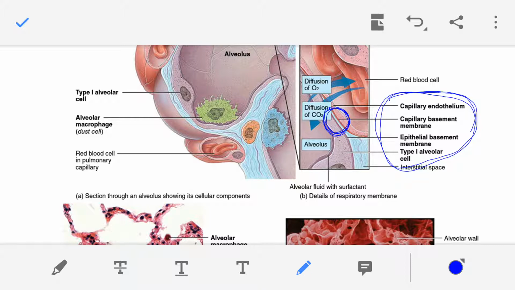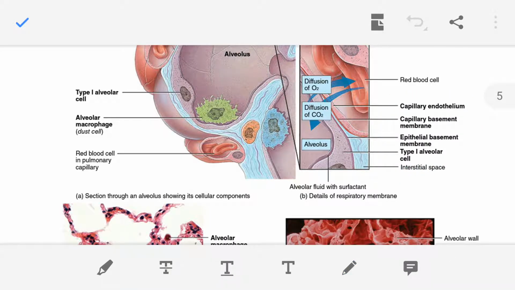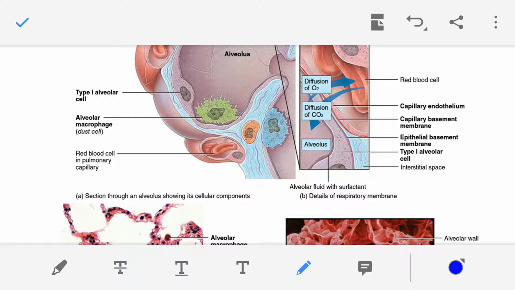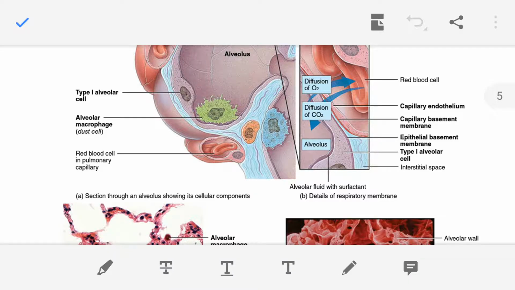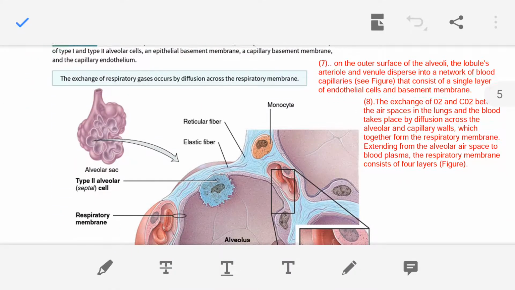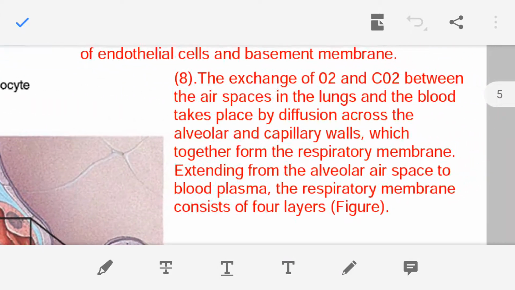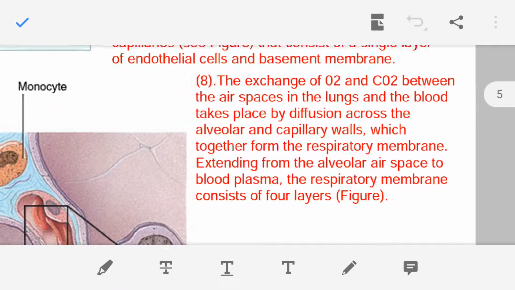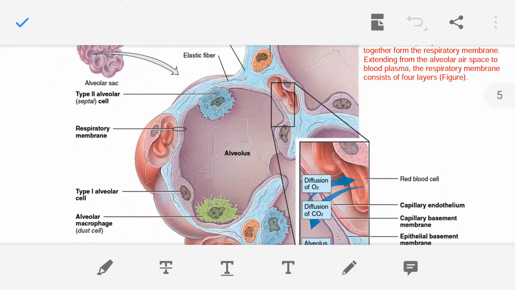This portion is the respiratory membrane, and from this respiratory membrane, as you can see, the exchange of O2 and CO2 by the process of diffusion is taking place. So this is the eighth point of our discussion, and now we are elaborating this eighth point.